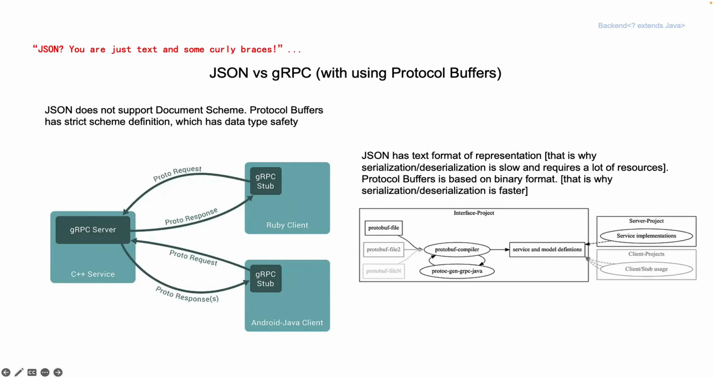It's also important to understand the difference between JSON and gRPC. JSON doesn't support a document schema. Protocol buffers has a strict schema definition, which has data type safety. Regarding protocol buffers, we will speak a little bit later in detail. Also, JSON has a text format of representation. That is why serialization and deserialization is slow and requires a lot of resources. Protocol buffers is based on binary format. That is why serialization and deserialization is faster.